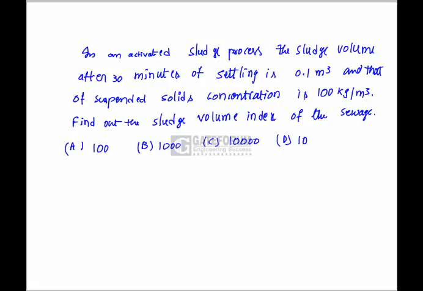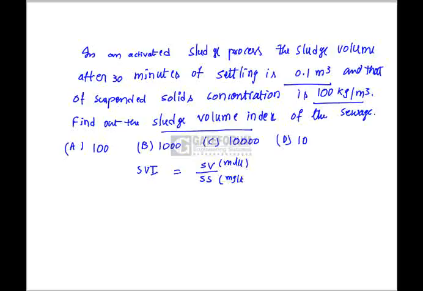Question: in an activated sludge process, the sludge volume after 30 minutes of settling is given as 0.1 cubic meter, and the suspended solids concentration is given as 100 kg per cubic meter. We have to find out the sludge volume index. Sludge volume index can be calculated using this equation: SVI = sludge volume SV divided by suspended solids SS, with SV in milliliters per liter and SS in milligrams per liter, times 1000 milligrams per gram.